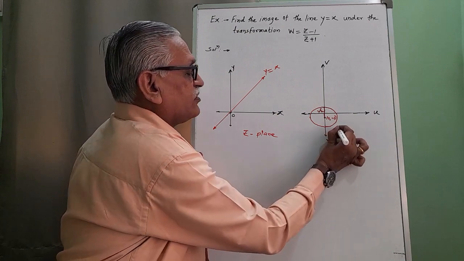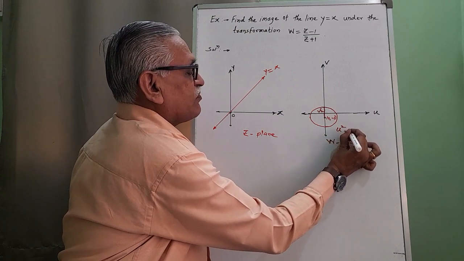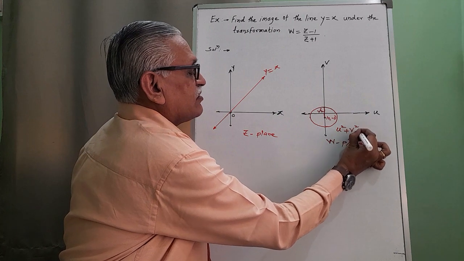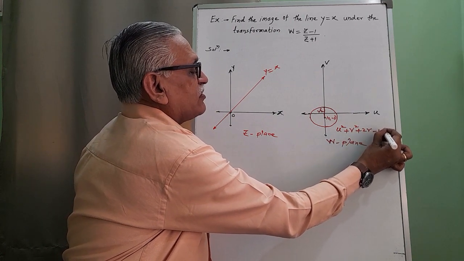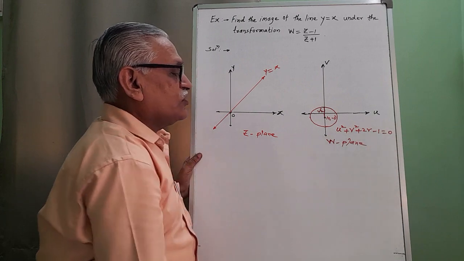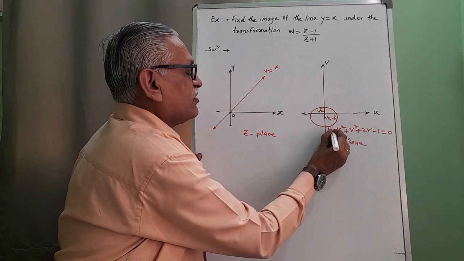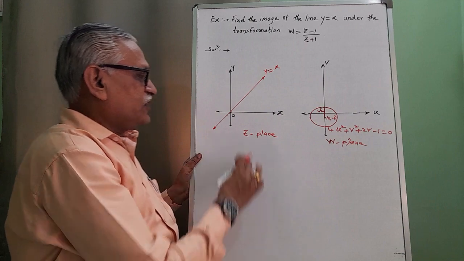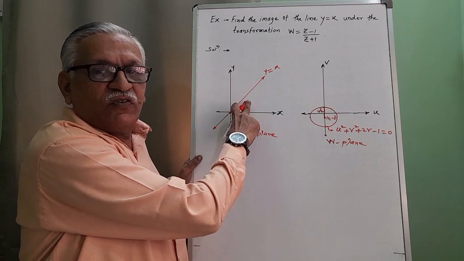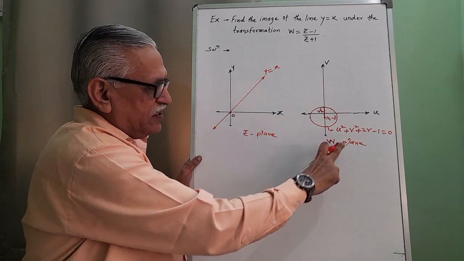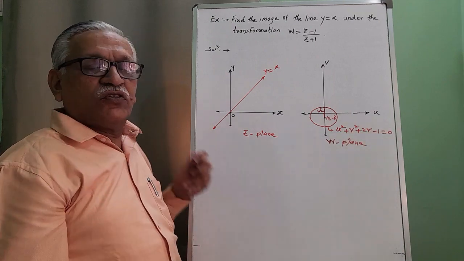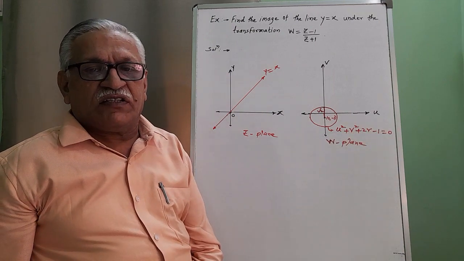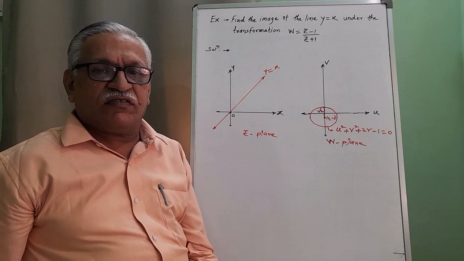whose equation is u square plus v square plus 2v minus 1 equals to 0. This is the equation of that circle. Therefore, the image of this line y is equal to x in the w plane is u square plus v square plus 2v minus 1 equal to 0, representing the general equation of the circle.